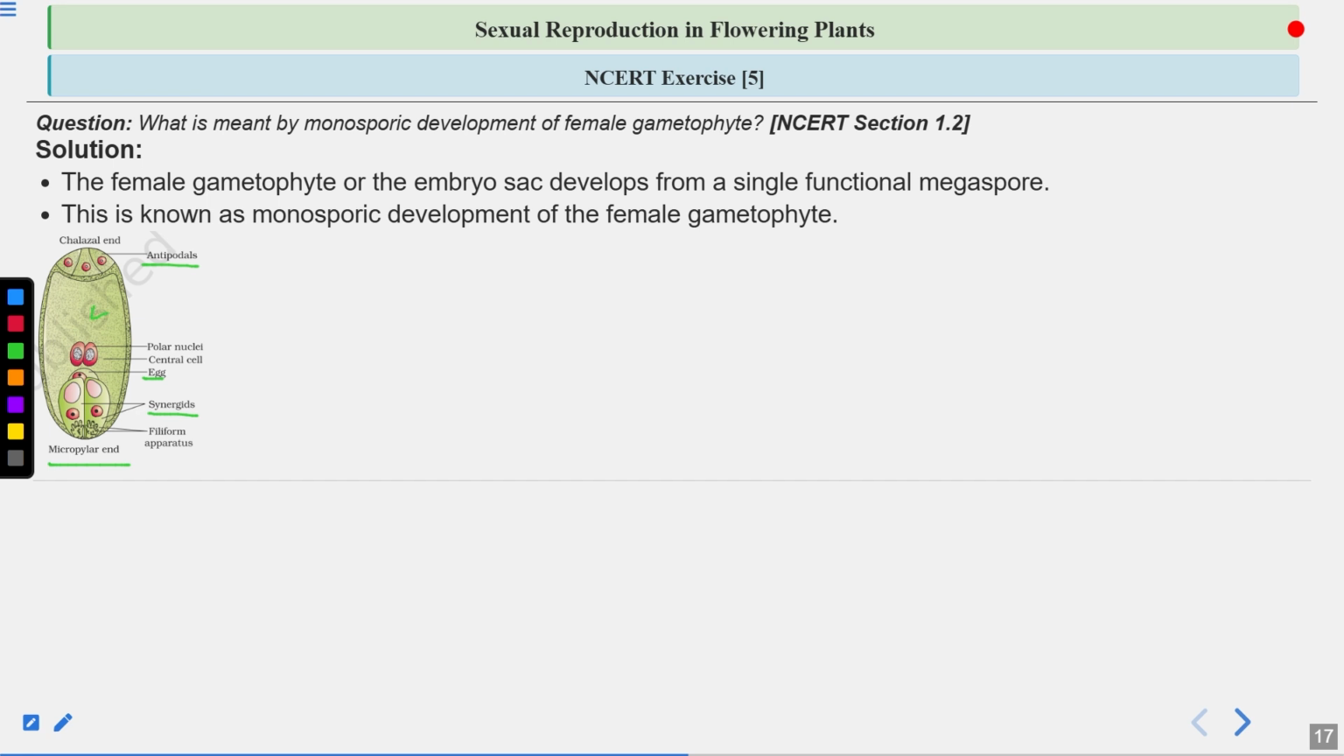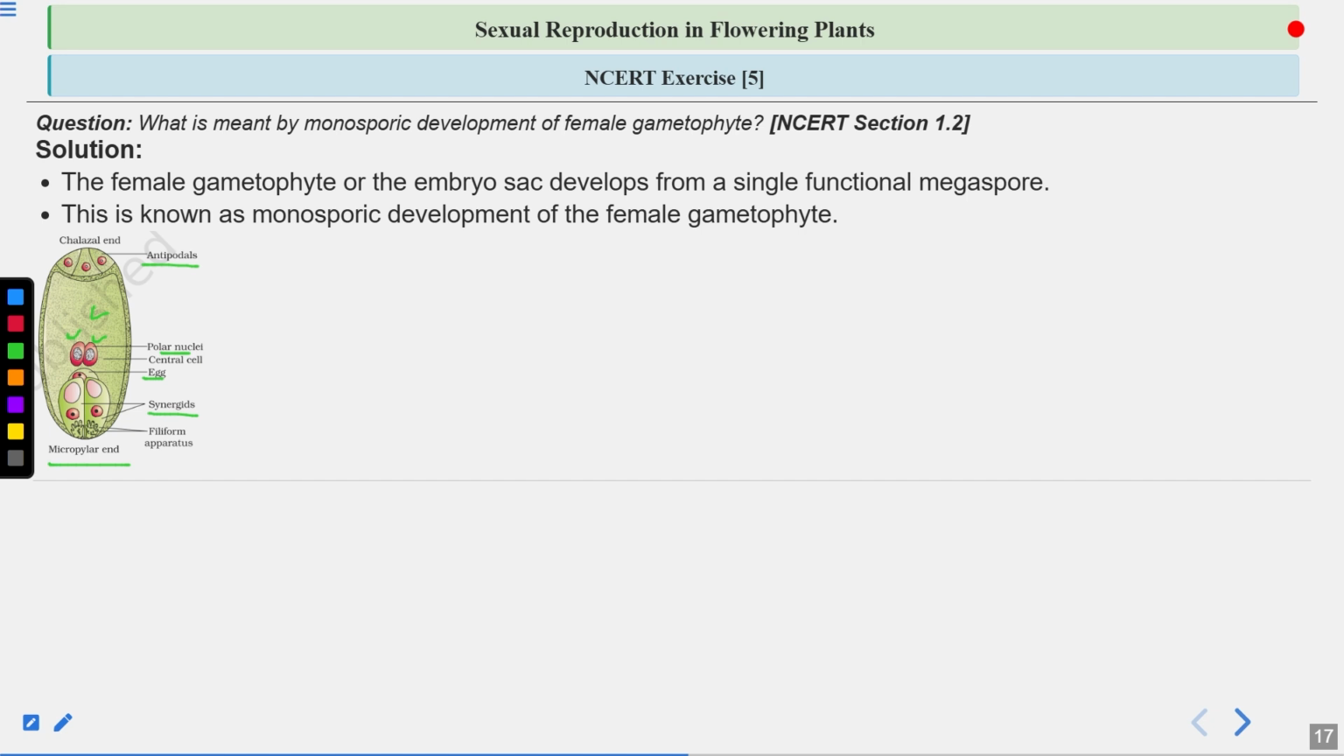This cell is the central cell. Inside the central cell, there are 2 polar nuclei. So count the total number of cells and nuclei. We have 7 cells: 3 at the chalazal end, 3 at the micropylar end and 1 central cell. So 7 cells. And count the number of nuclei. 3 nuclei are present in the antipodals, 3 nuclei are present in the egg apparatus and 2 in the central cell. So total 8 nuclei, right?